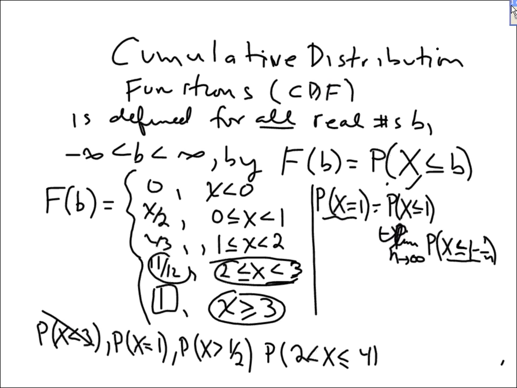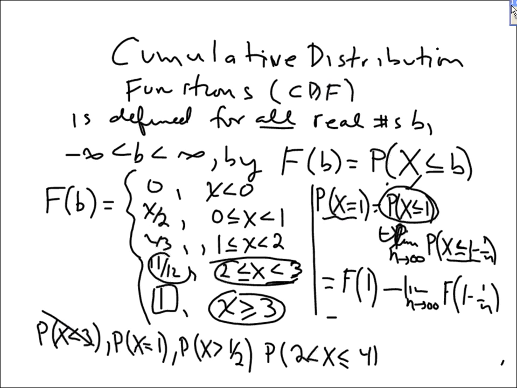Alright, so now this probability I can write using f notation. It's just f of 1 minus the limit as n goes to infinity of f of 1 minus 1 over n. Now f of 1, x can equal 1 here. x can be less than 1 here, but not equal to. So I plug in 1 here, which just gives me 2/3.